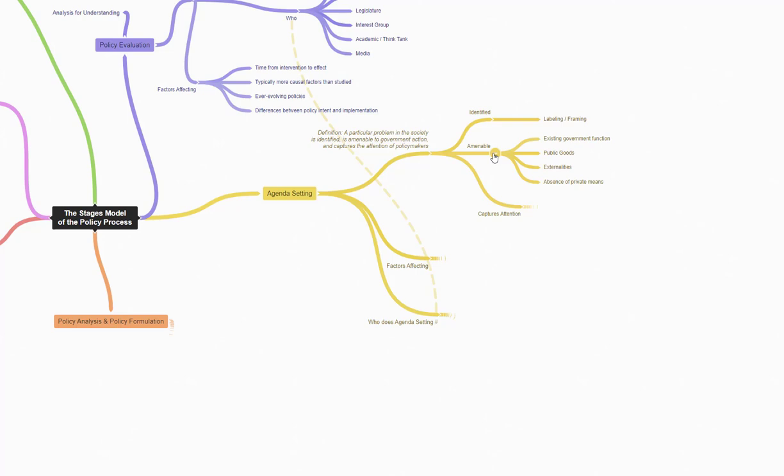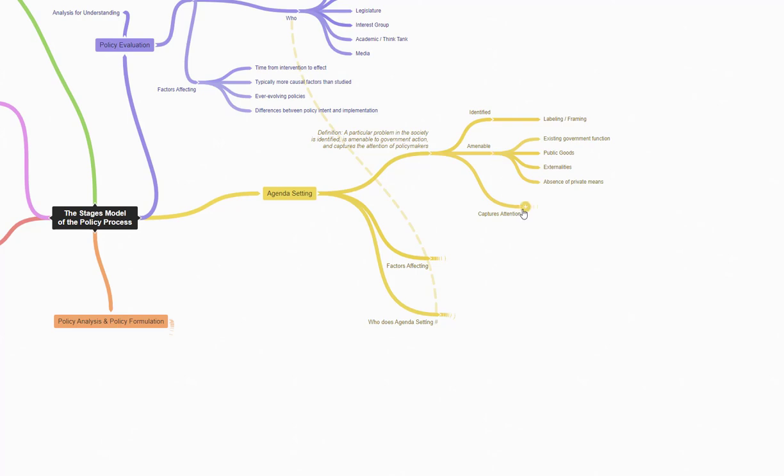If we're dealing with issues of positive or negative externalities, think of things like pollution as a negative externality. These are times when government tends to step in to correct that cost in society. And maybe there's just no private means for solving this problem. In that case, government will tend to step in.